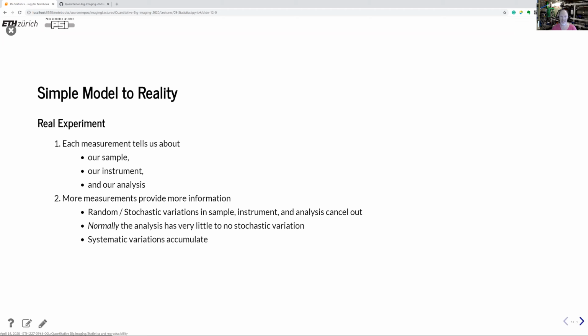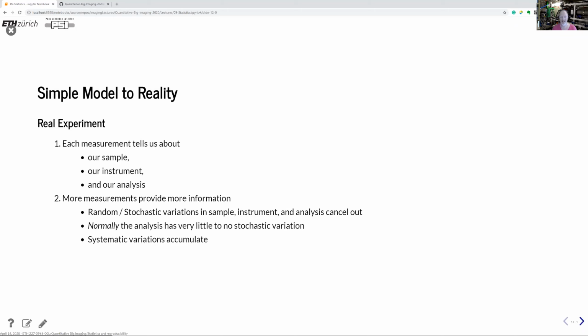And also the analysis usually has very little stochastic variation. It's a pretty deterministic analysis that we are doing. There are cases when randomness is included in the analysis, but those are extreme cases. Yeah, well, if you have big data and want to do stochastic gradient descent, then you are actually selecting some parts of the data in order to come faster to the solution. So then you would get some stochastic variation in the results.